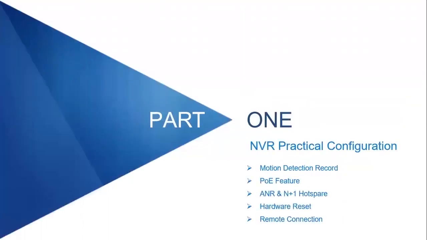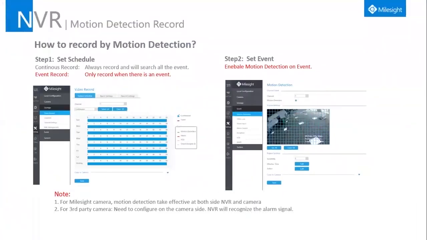Okay, now goes to the first part, the NVR practical configuration. Okay, the first part is how to record by motion detection. Usually, for NVR, there are two things. The first is to record.